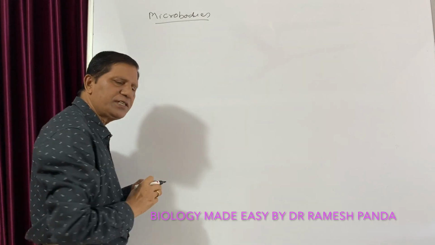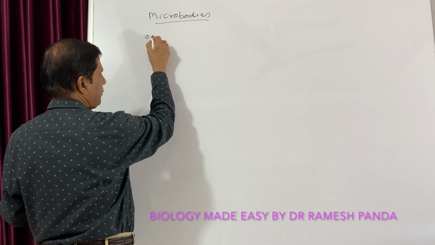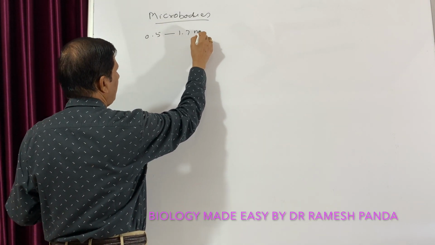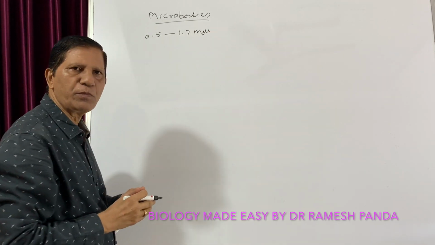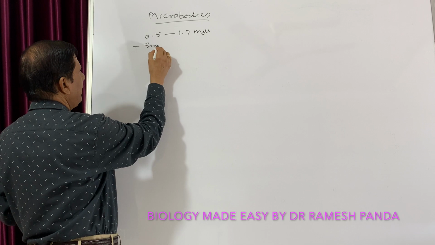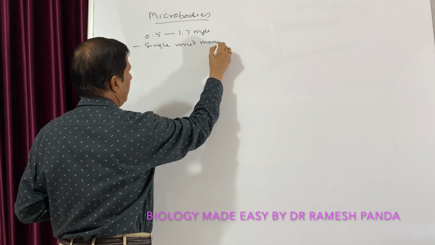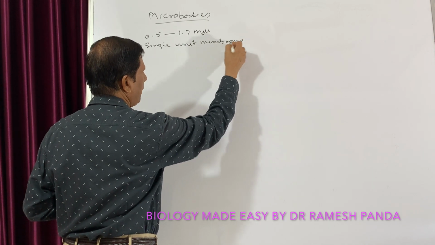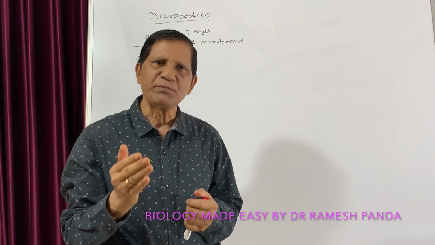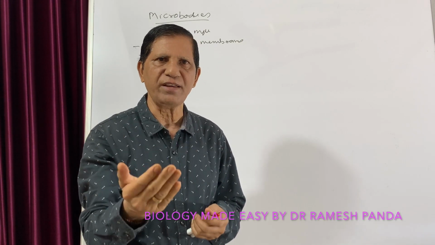So microbodies are very small in size and usually they range from 0.5 to 1.7 micrometer. They are surrounded by a single unit membrane, not two membranes like that of the chloroplast and mitochondria. Though they are very simple in structure, their function is diverse.